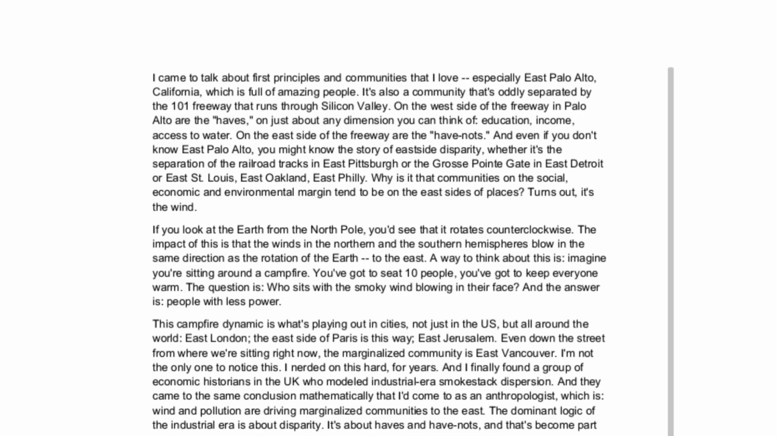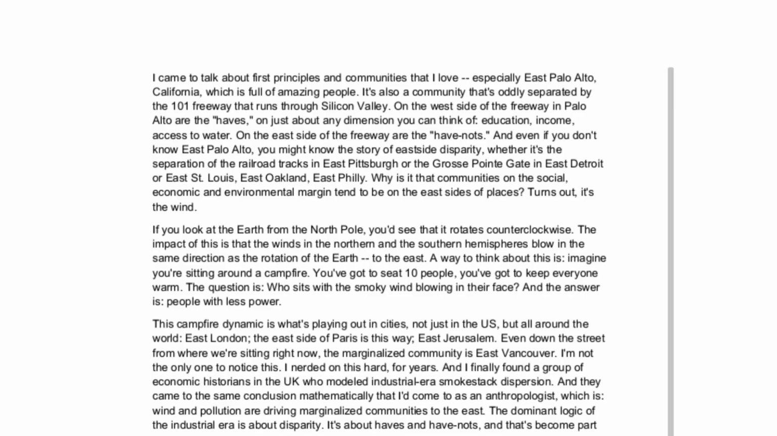This campfire dynamic is what's playing out in cities, not just in the US, but all around the world. East London, the east side of Paris is this way, East Jerusalem. Even down the street from where we're sitting right now, that marginalized community is East Vancouver. Now, I'm not the only one to notice this. I nerded out on this hard for years, and I finally found a group of economic historians in the UK who modeled industrial-era smokestack dispersion. And they came to the same conclusion mathematically that I'd come to as an anthropologist, which is wind and pollution were driving marginalized communities to the east.